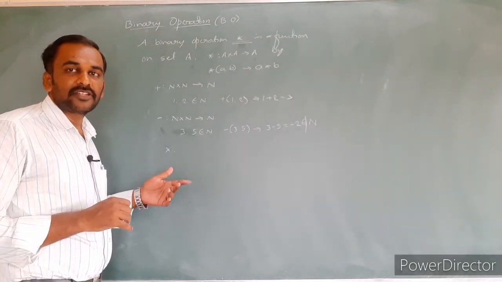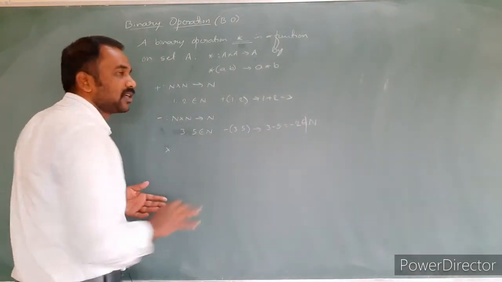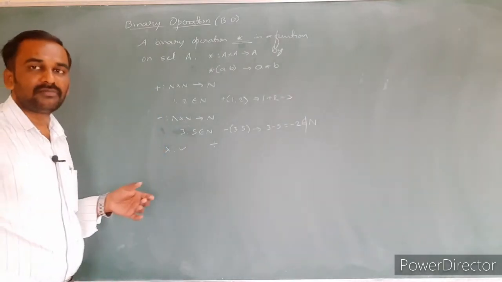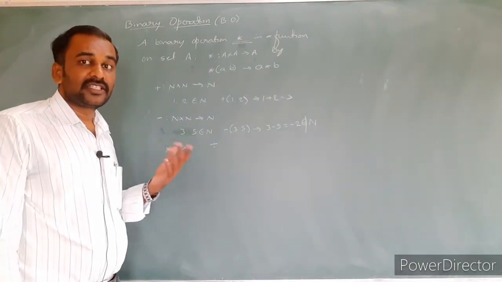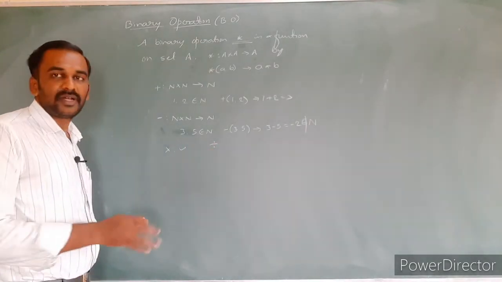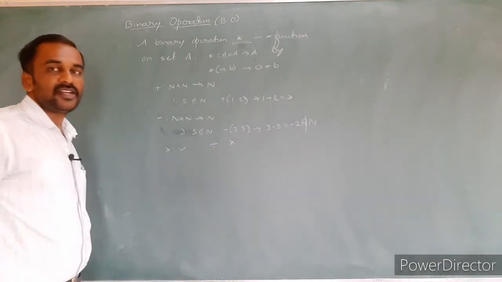Multiplication of two natural numbers, again we will get a natural number. Yes, it is a binary operation. What about division? Division of two natural numbers, is it a natural number? No. In some cases it is not a natural number. It is sufficient to give that counter example, therefore it is not a binary operation.